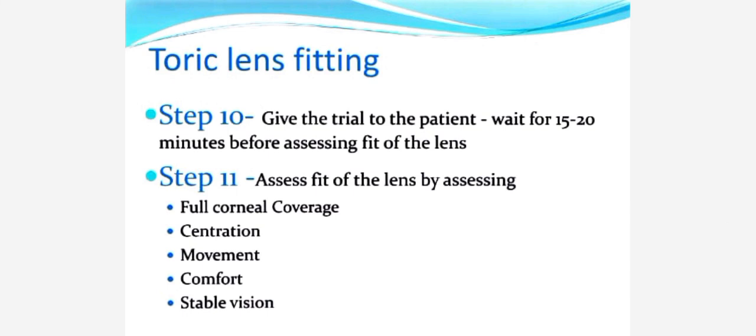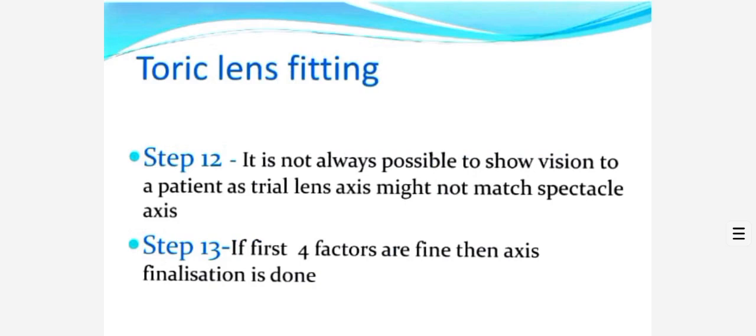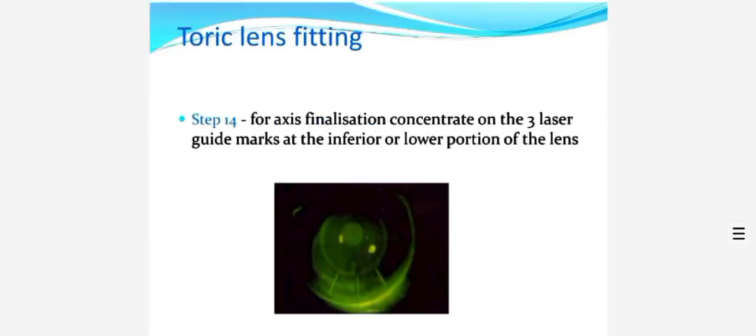Then give the trial lens to the patient to wait 15 to 20 minutes before assessing the fitting of the lens. Eleventh step is to assess the fit of the lens by full corneal coverage, centration, movement, comfort and stable vision. In toric lens fitting, it is not always possible to show vision to the patient as the trial lens axis might not match the spectacle lens. If the first four factors are fine, then axis finalization is done.